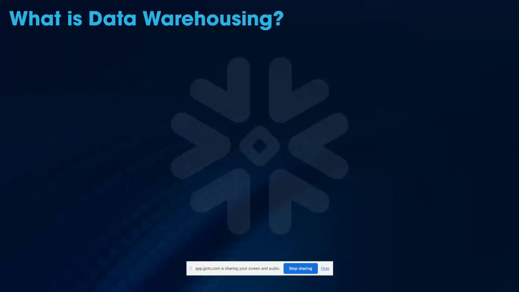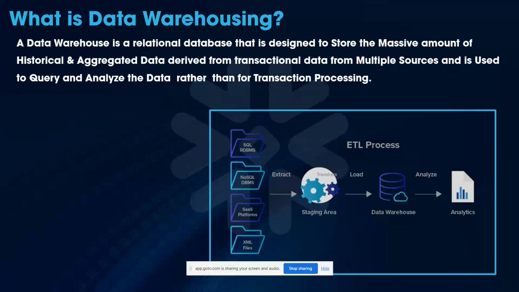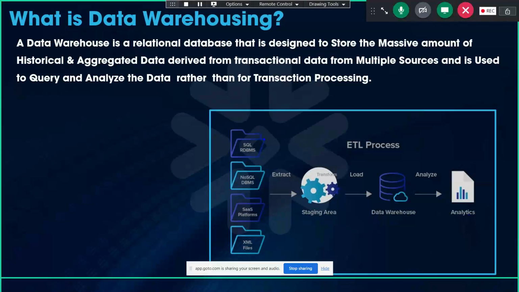First of all, what is data warehousing? Data warehousing is nothing but how to maintain a data warehouse. So, what is a data warehouse? A data warehouse is a relational database that is designed to store massive amounts of data. The data is historical, aggregated and cumulative data derived from the transactional systems. Usually you would have multiple systems. That can be SQL based RDBMS transactional systems, NoSQL databases, SaaS based platforms like Salesforce, CRMs and ERPs, or flat files present in some kind of FTP server.